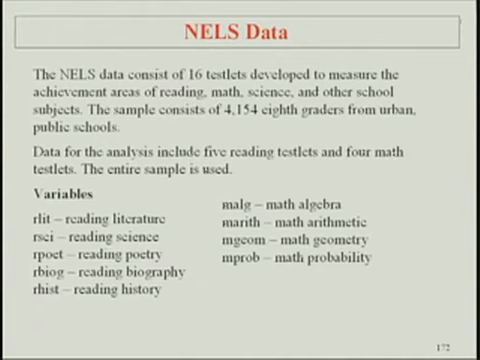So these testlets are just sums of items. And we're going to talk about that tomorrow, how to deal with categorical data. Sometimes you can sum a set of items up into testlets, and then you can treat those testlets as continuous factor indicators. So we have reading literature, science, poetry, biography, and history. And in math, we have algebra, arithmetic, geometry, and probability.